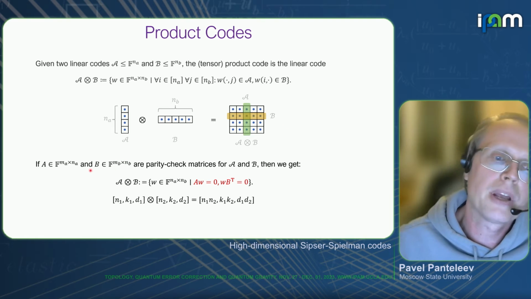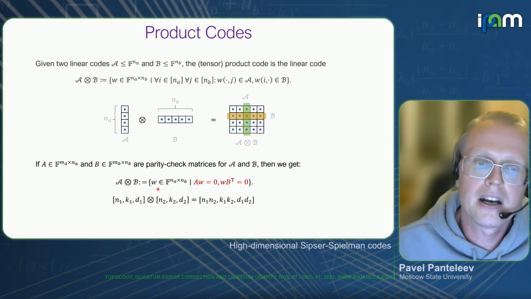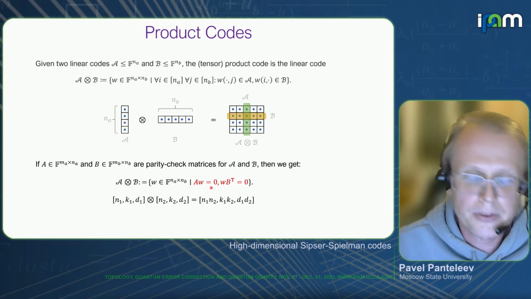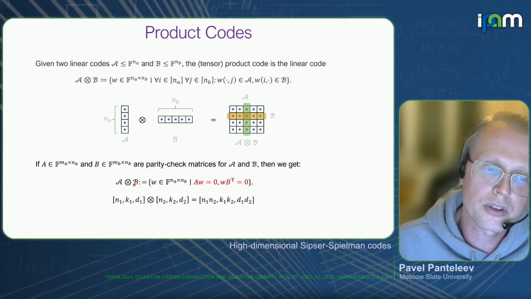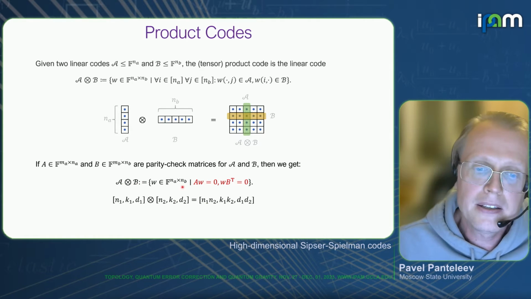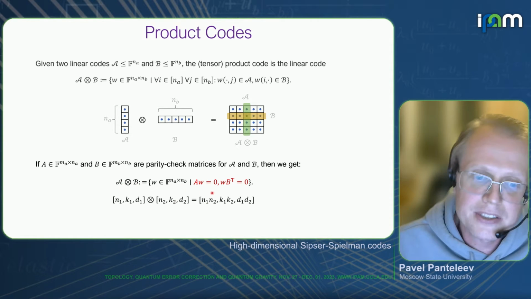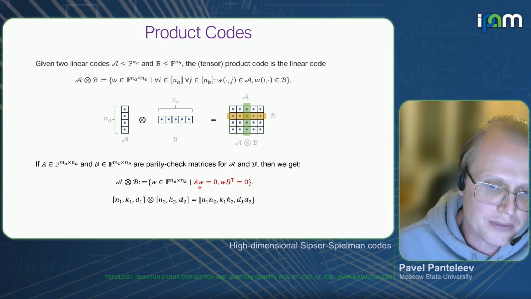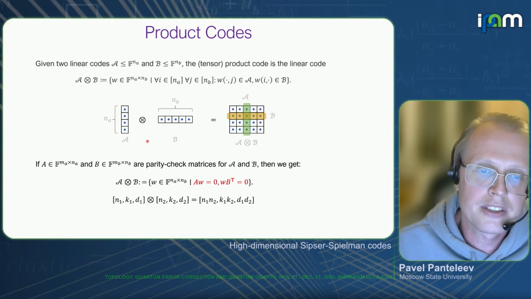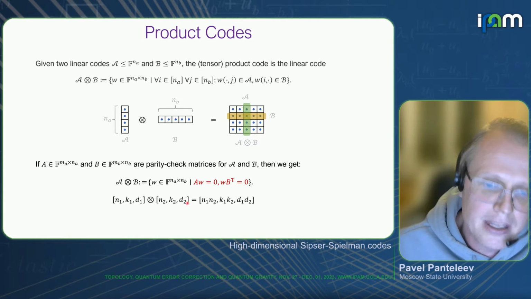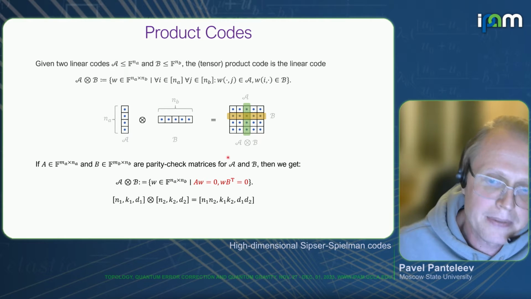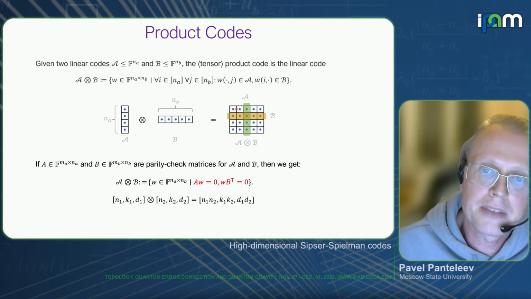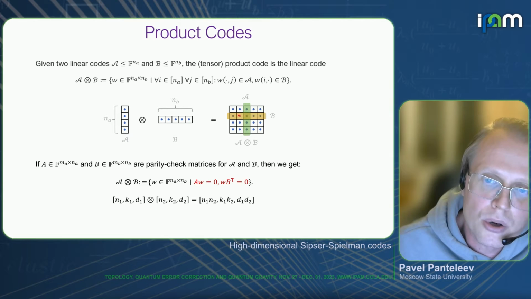What is important is that we can characterize this code in the following fashion. If A and B are parity check matrices for codes A and B, then we can define this code using this set of equations. Here W is a matrix, and if we multiply W by matrix A from the left, then it is the same as applying matrix A to each column of matrix W.